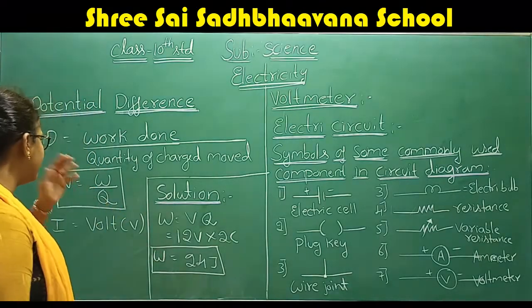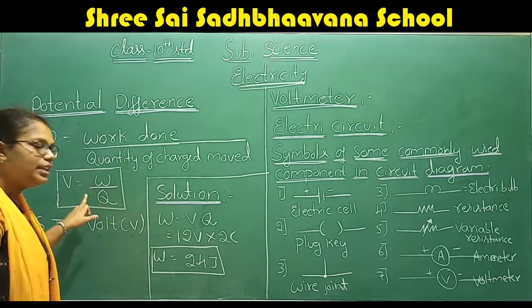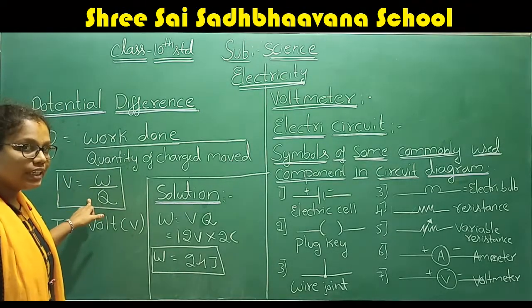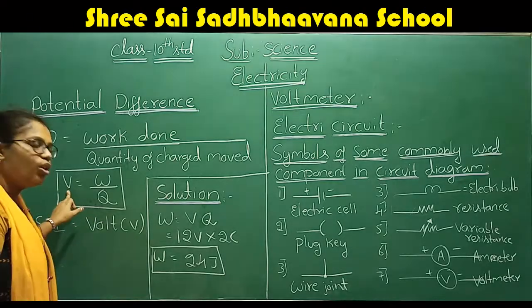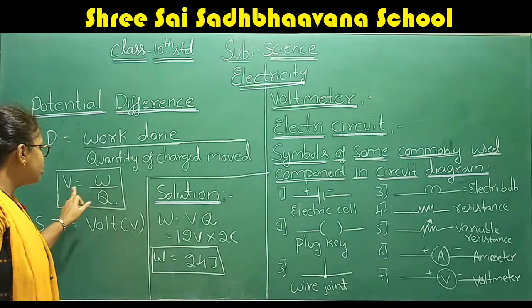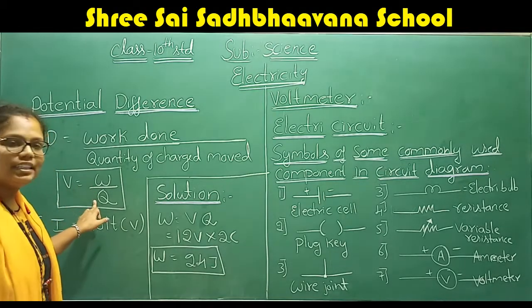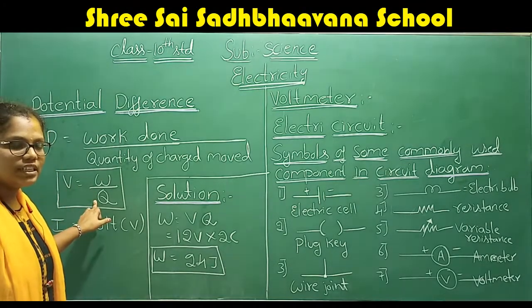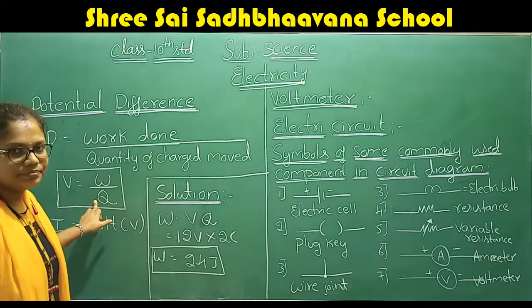Therefore, we know the formula V equals W by Q. In the question, they already gave the value of V, that is 12 V. And they also gave the value of the quantity of the charge. How much charge is it? The charge is 2C.